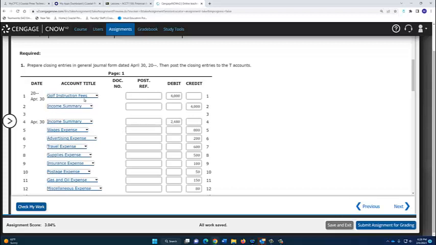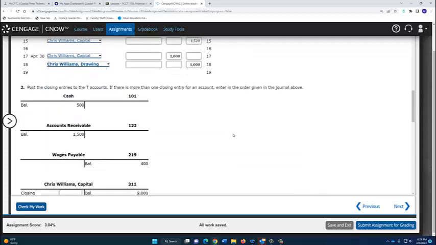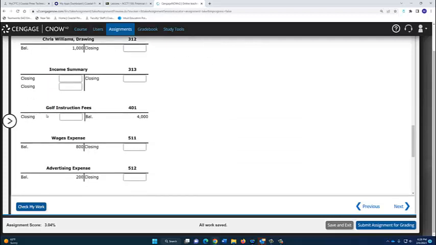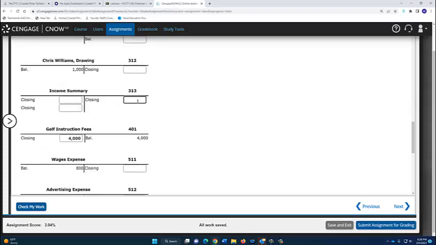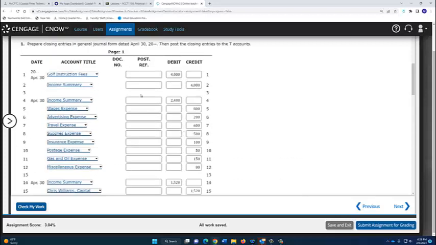So first we're going to close the golf instruction fees. We're going to post that to close the account, and then we're going to post the income summary credit. So let's find the golf instruction fees. We have a 4,000 debit and a 4,000 credit, which takes that to 0. And then income summary gets credited for 4,000. So that's account 313 and then account 401.